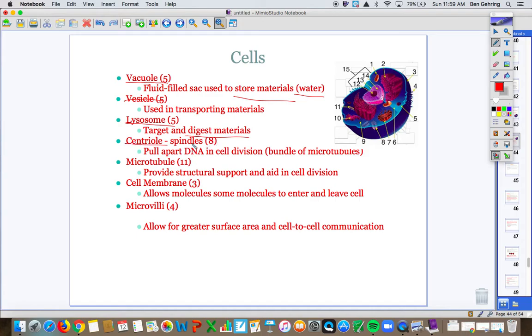Centriole is a spindle used in mitosis. Your microtubule, also found in mitosis, structurally supports the cell, aids it in mitosis. Your cell membrane protects and encompasses everything, keeps it all together. And we have microvilli, which allows for more surface area, which is important in things like the digestive system.